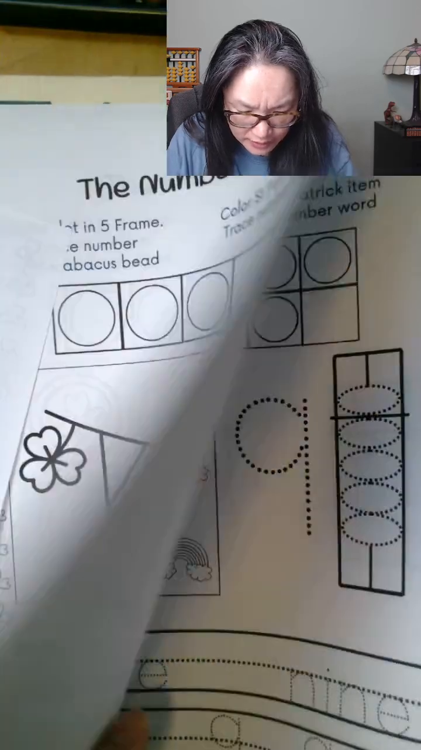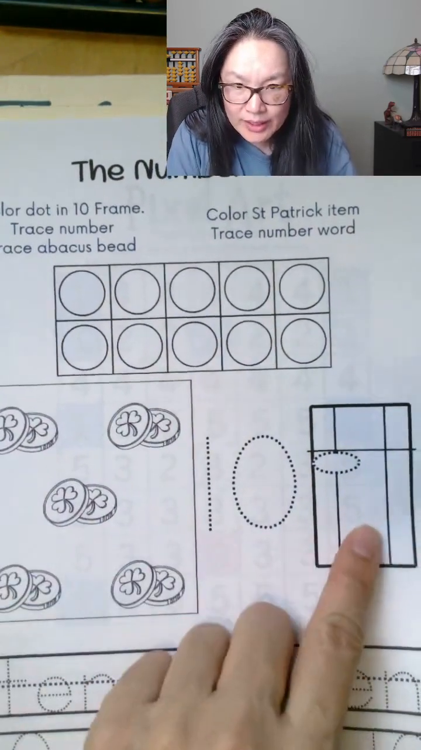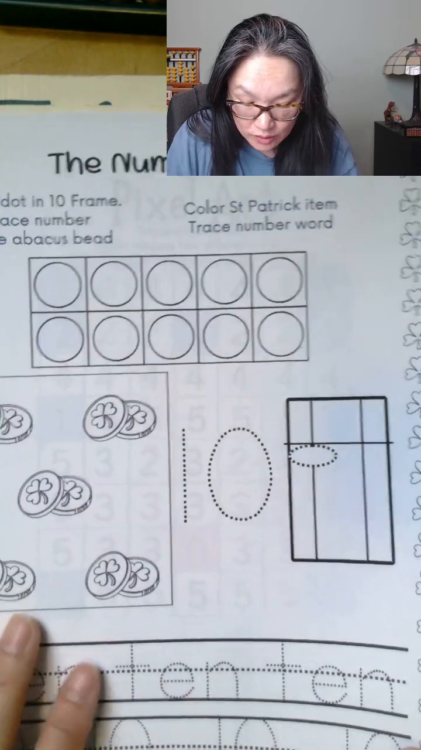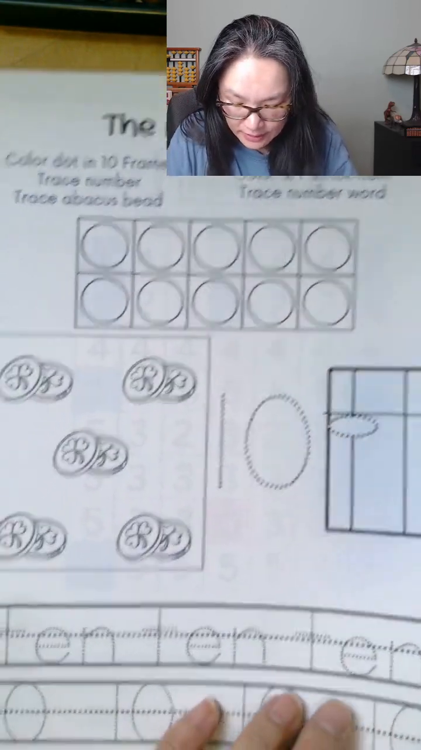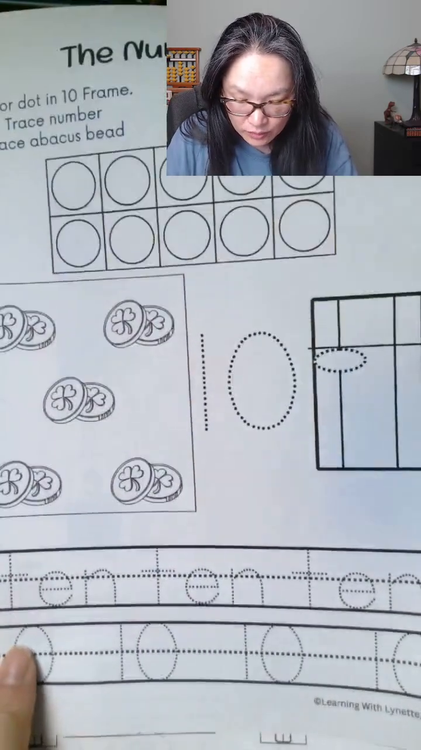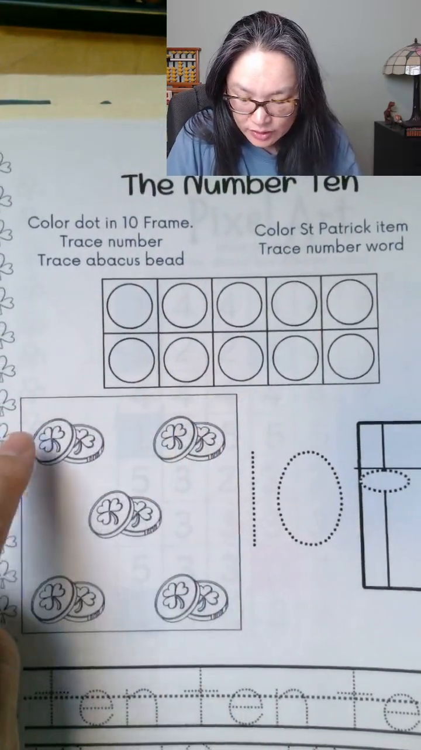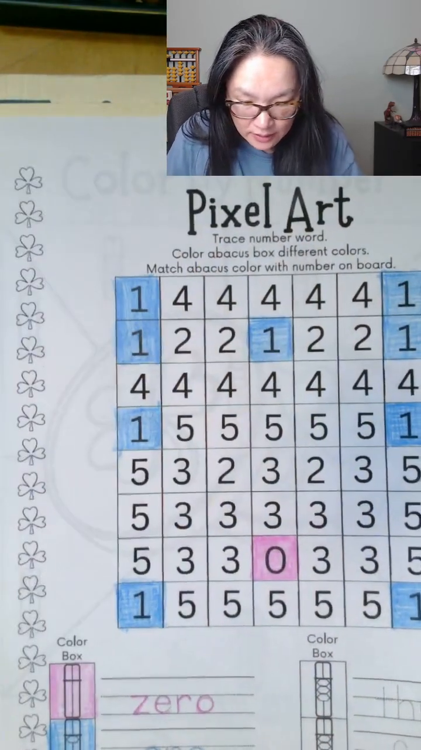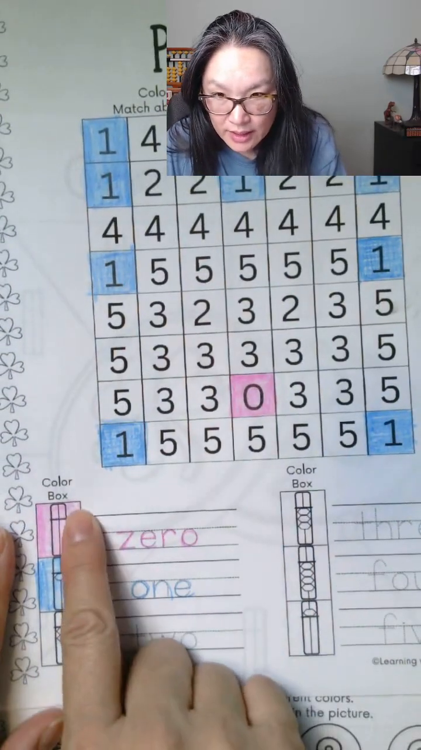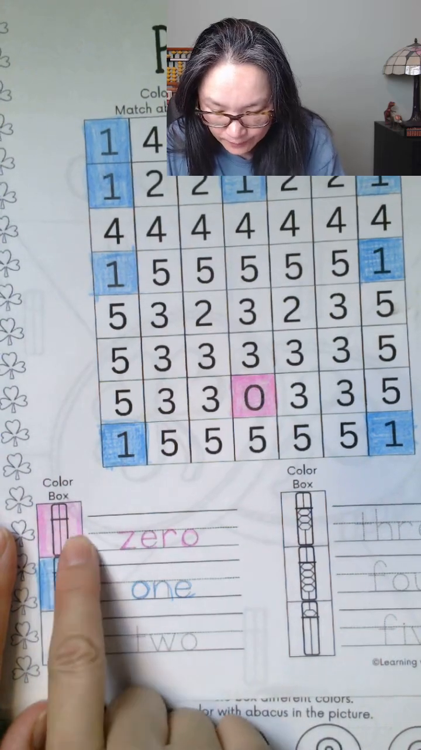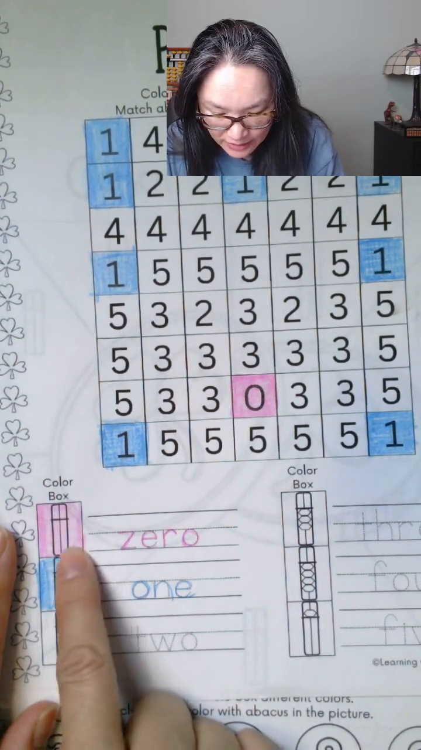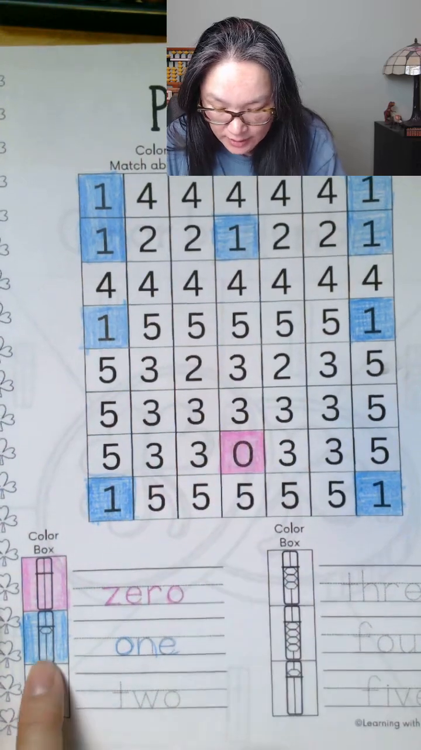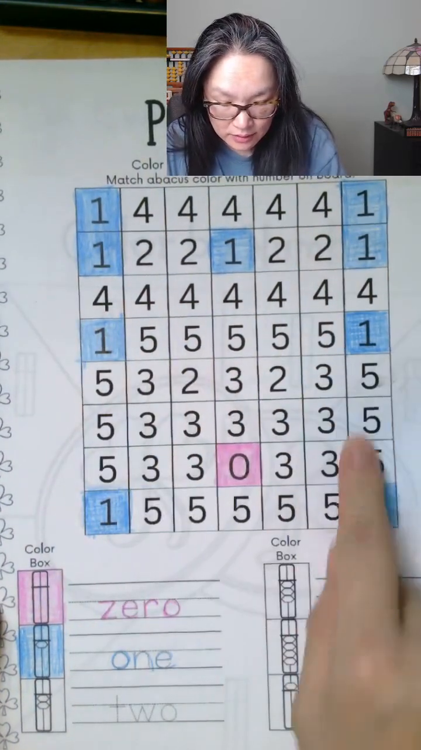Oh no, I go to 10. I try to make it a little bit simple and have them trace the circle. So this is the 2 columns. Then have them trace the number, trace the word. This is supposed to count how many items. 1, 2, 3, 4, 5, 6, 7, 8, 9, 10. And then this was the pixel art. The pixel art was to color in the box and find the number in this pixel art. So this is a 0, so they find 0. This is a 1, they find all the ones. So it was more like that.